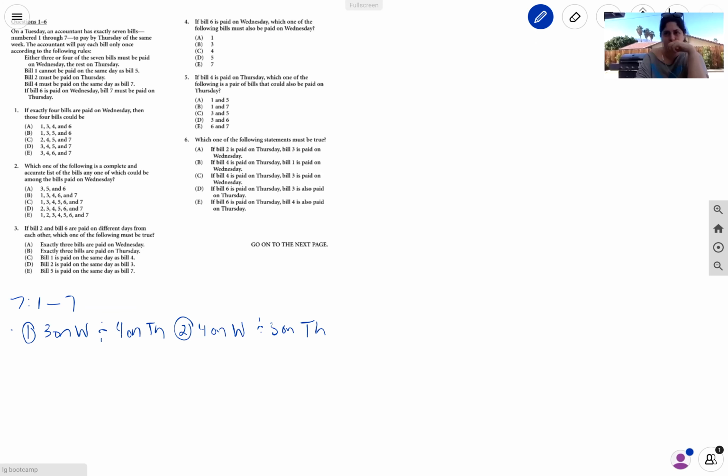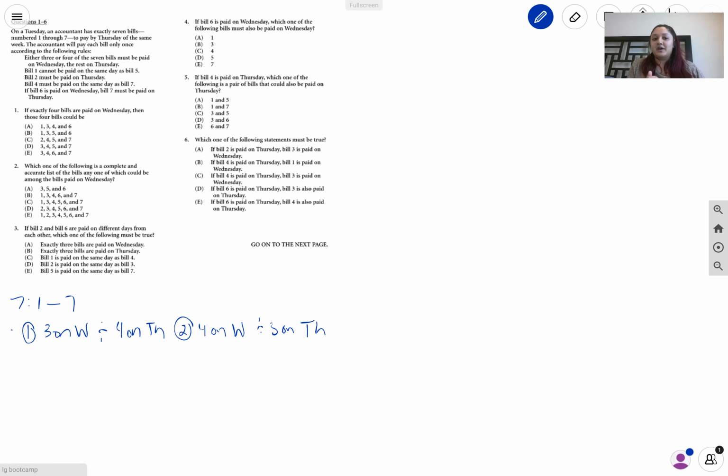Right. But then they said you could also potentially have 4 bills paid on Wednesday. So if you pay 4 on Wednesday, how many must be paid on Thursday? 3. So those are your 2 scenarios where you either have 3 on Wednesday and 4 on Thursday, or you have 4 on Wednesday and 3 on Thursday. Does that make sense to everyone?